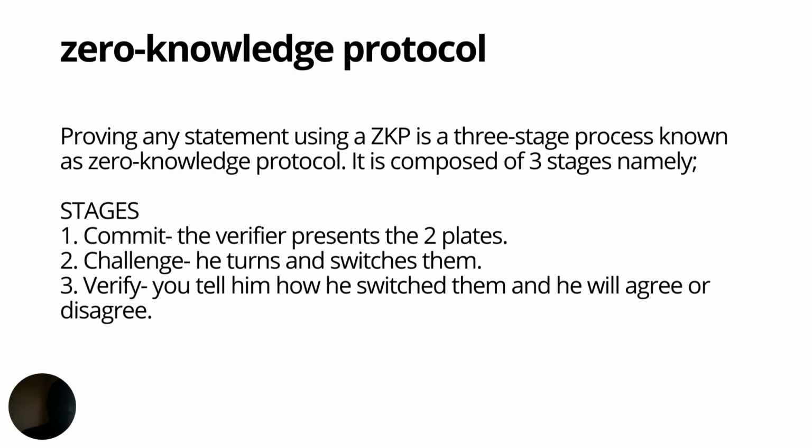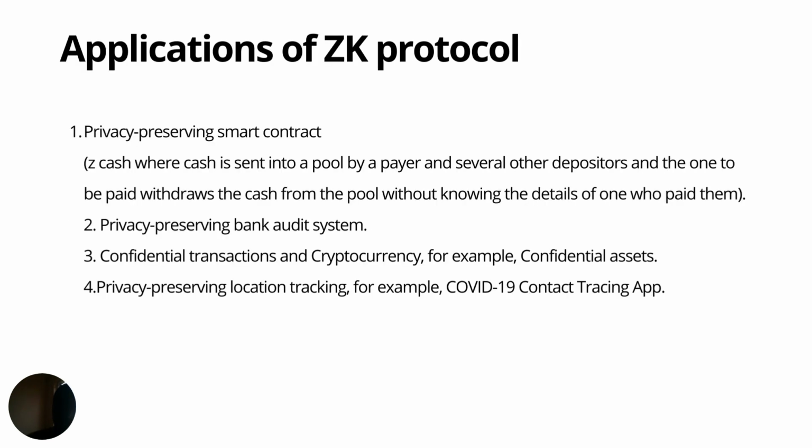Your friend brings the two plates. Challenge. He turns and switches them. Then the verify. You tell him how he switched them and he will agree or disagree. That is what the bank needs to do so that we can have zero knowledge applications. Examples are privacy preserving contracts, privacy preserving bank audit systems, confidential transactions and cryptocurrency, and privacy preserving location tracking. For example, the COVID 19 contact tracking application.